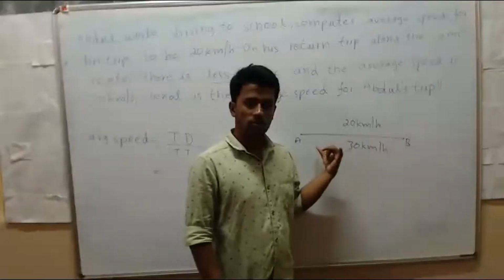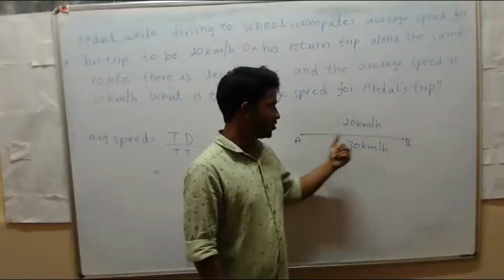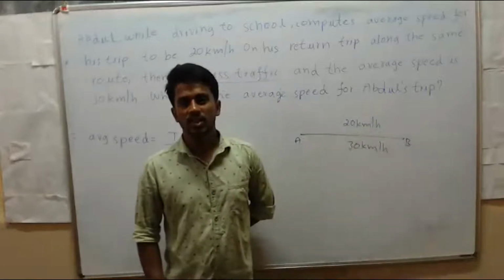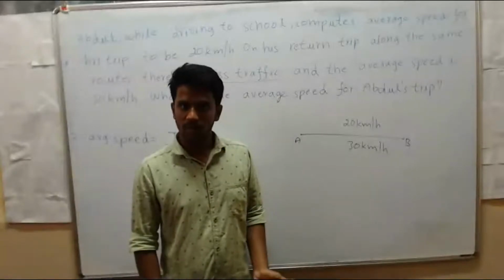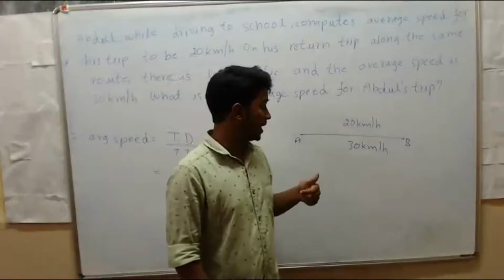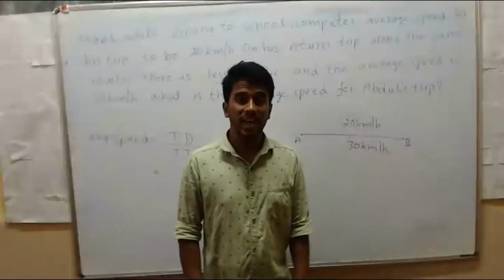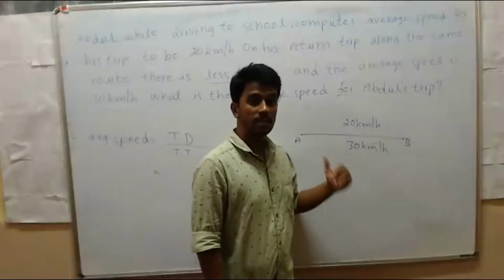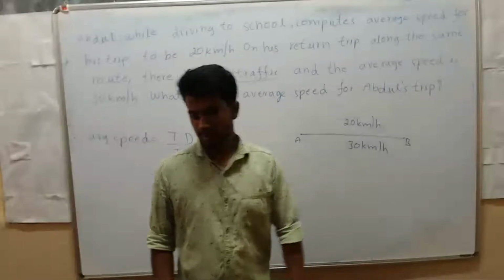He will return to his home along the same route, right? Just imagine A to B, the distance is say 3 kilometers. Then what about the distance B to A? 3 kilometers only. Okay. So now here I don't know the distance. I will take the distance traveled from A to B as X. Then what about B to A? X only, right? Yes.